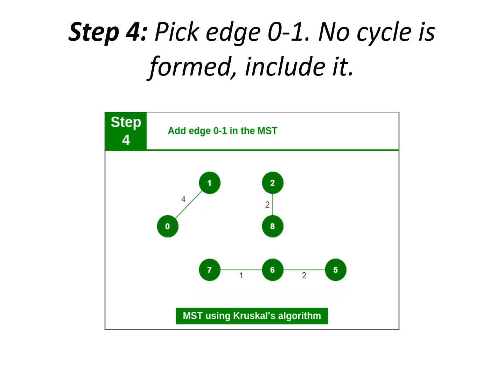Then step 4, pick edge 0, 1. No cycle is formed. Included. In the table, 0, 1 have a weight of 4. So we have to draw the minimum spanning tree using the vertices 0, 1, and we have to check whether it is an acyclic graph or not.